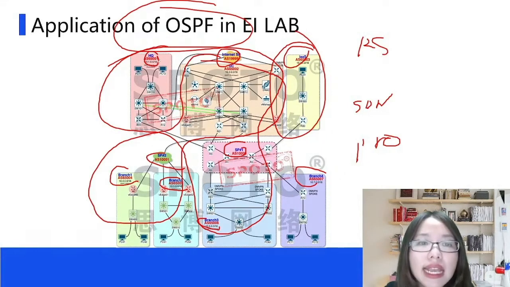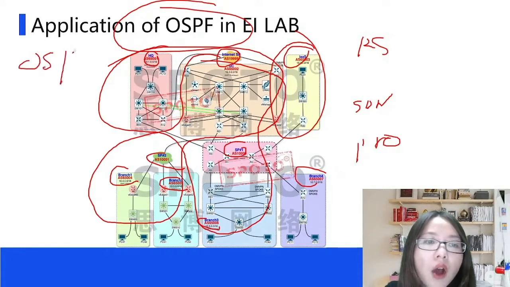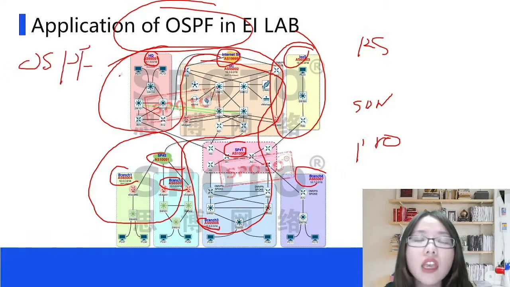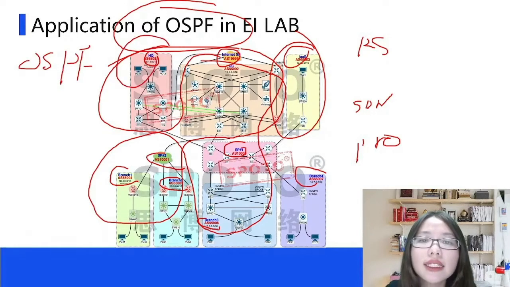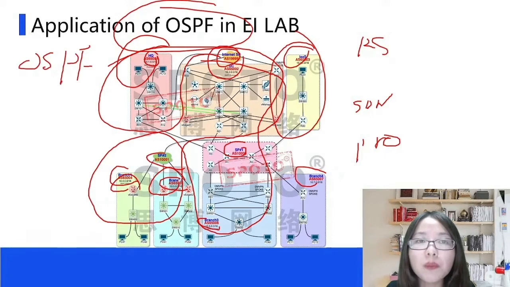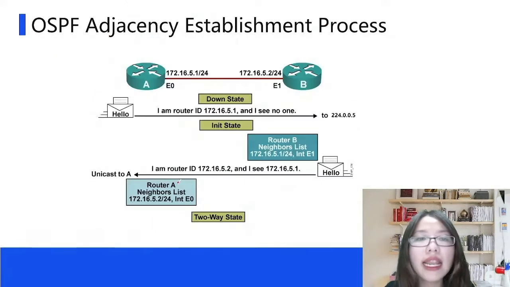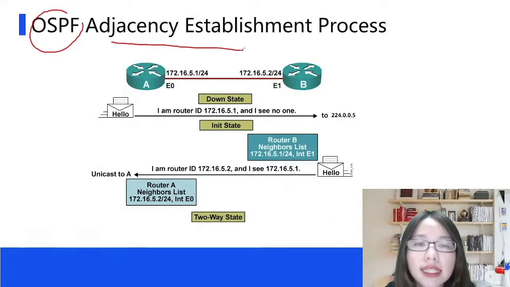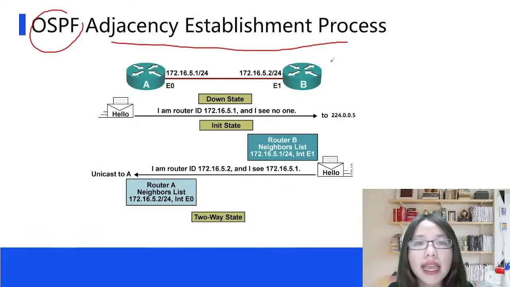So in this topology, OSPF is mainly used in HQ, DC, and branch 1, branch 2, including OSPF neighbor establishment, passive interface, and prefix separation.